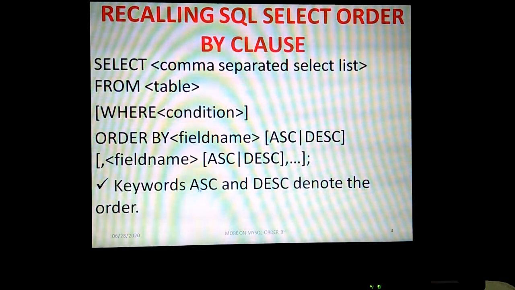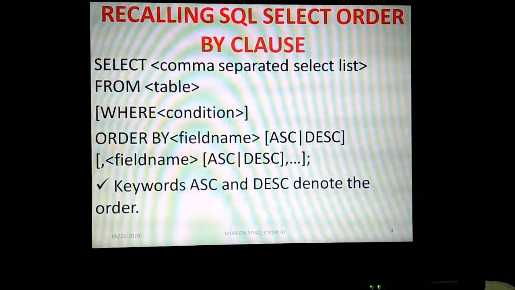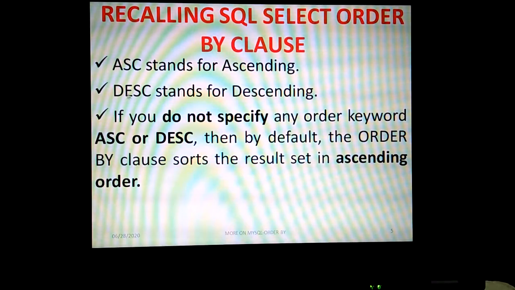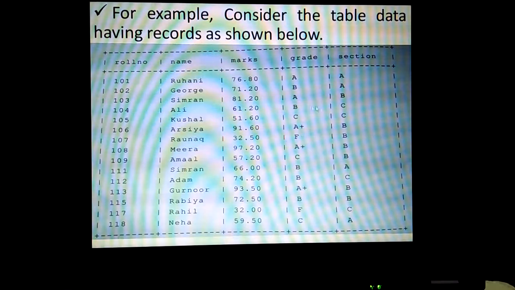The keywords ASC and DESC denote the order. ASC stands for ascending and DESC stands for descending order. Ascending order displays the values from small to big. Descending order displays all the values in the result set from big to small. If you are not specifying any order keyword, ASC or DESC, then by default the order by clause sorts the result set in which order? Ascending order.